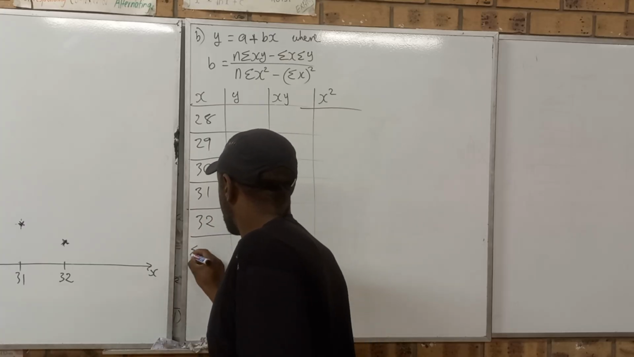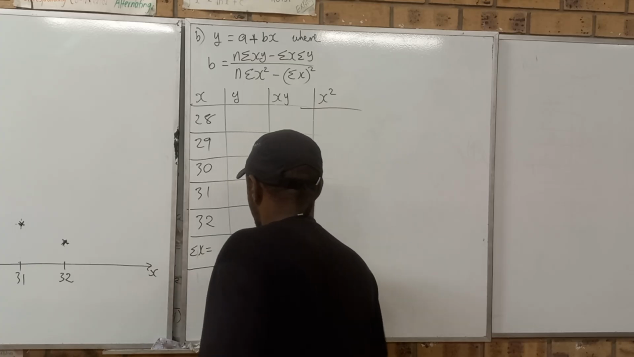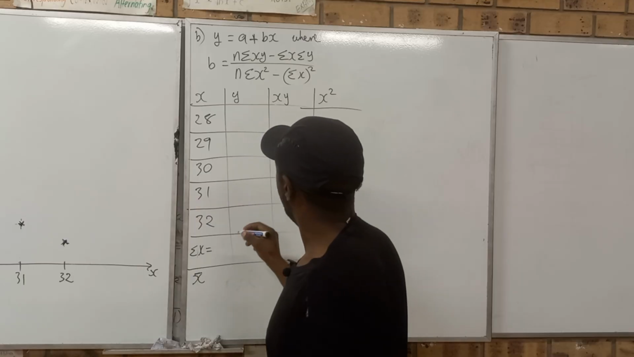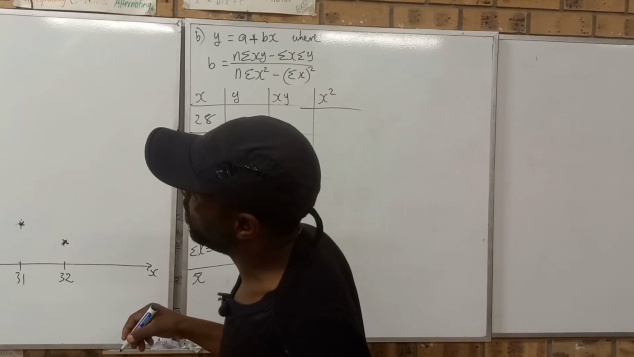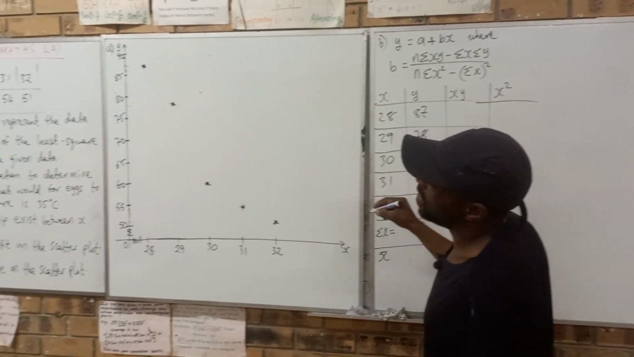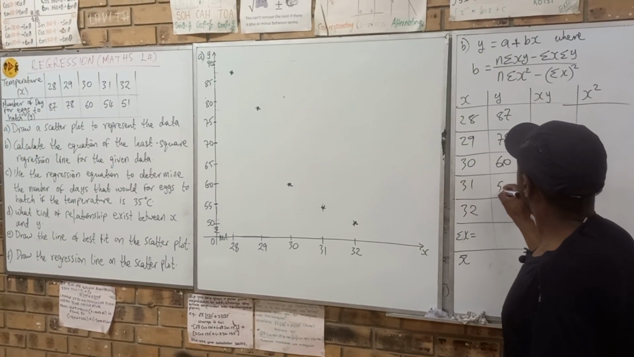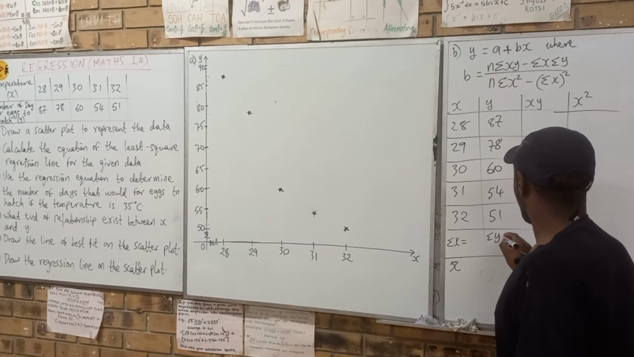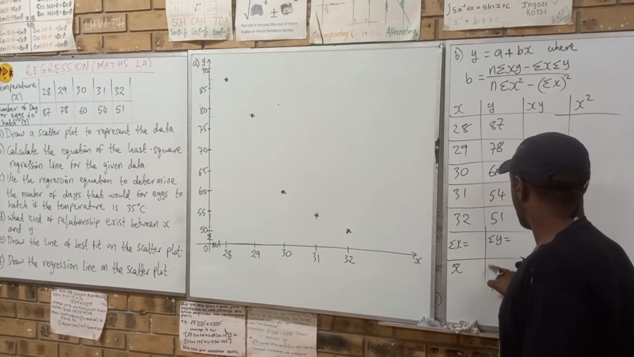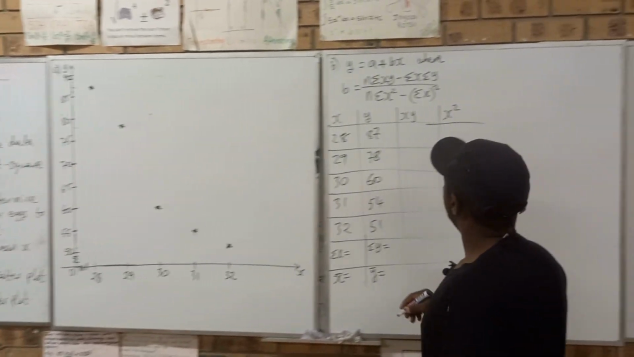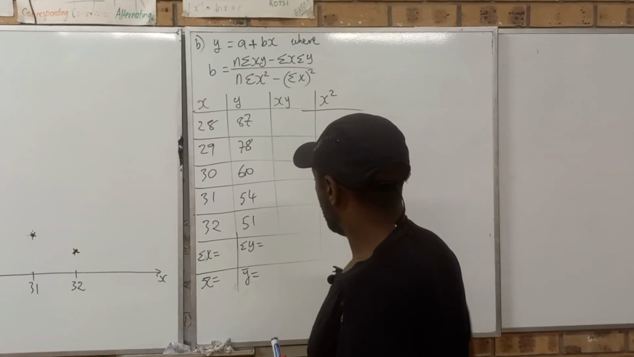Then we'll need the sum of x, then we'll need our x bar. I'm just putting the table the same way you will see in the exam as a level 4 student. Then my y values: 87, 78, 60, 54, 51, then we'll need sum of y, and then we'll also need y bar. So that is it. Then we can now go to the other part.